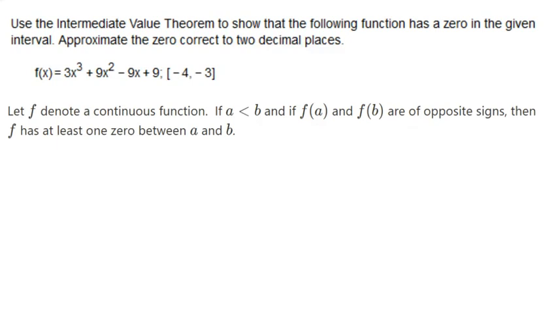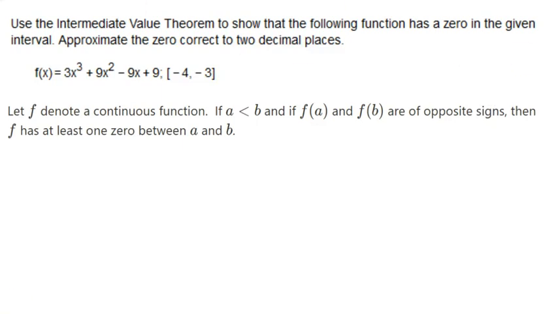I've written out the intermediate value theorem here. Let f denote a continuous function. If a is less than b, and if f of a and f of b are of opposite signs, then f has at least one 0 between a and b. So in order to prove that there is a 0 on this interval from -4 to -3, we need to show that the y values at those points have opposite signs. So I'm going to use my calculator to help me show this.